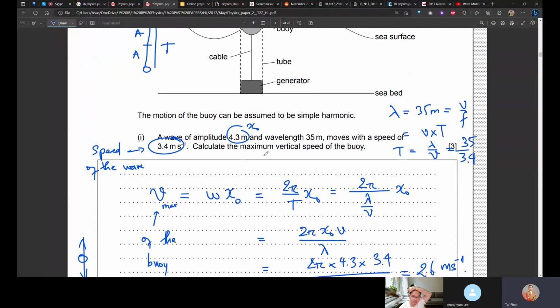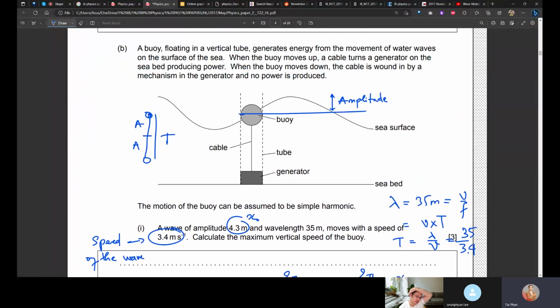Most students will make the mistake and cannot answer this one correctly. This is a hard one.